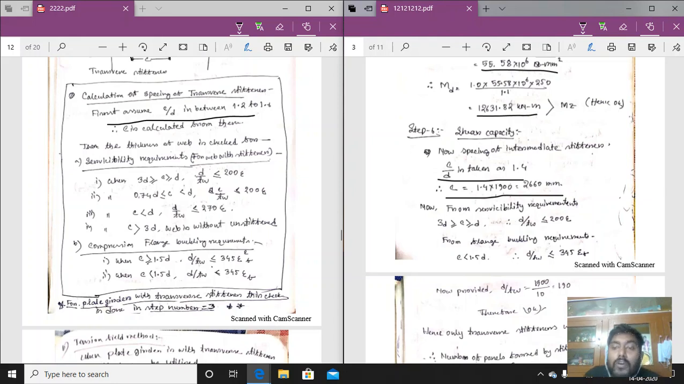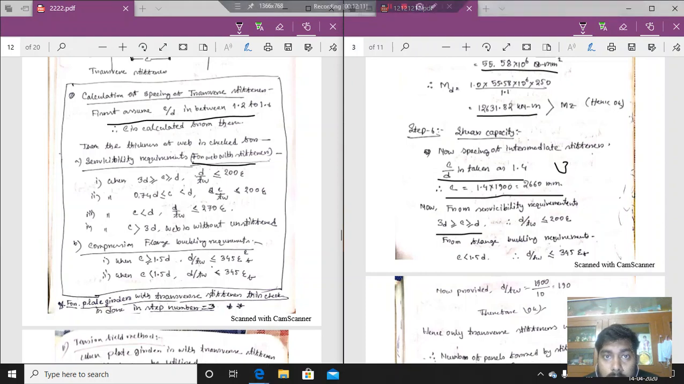Now we have to check for serviceability criteria. What value we are getting from the serviceability requirement, we have to check. Now the serviceability requirement for web with stiffener, that is, we are assuming that the web is with stiffener. So let us check the value. Now this criteria we are getting. Why?